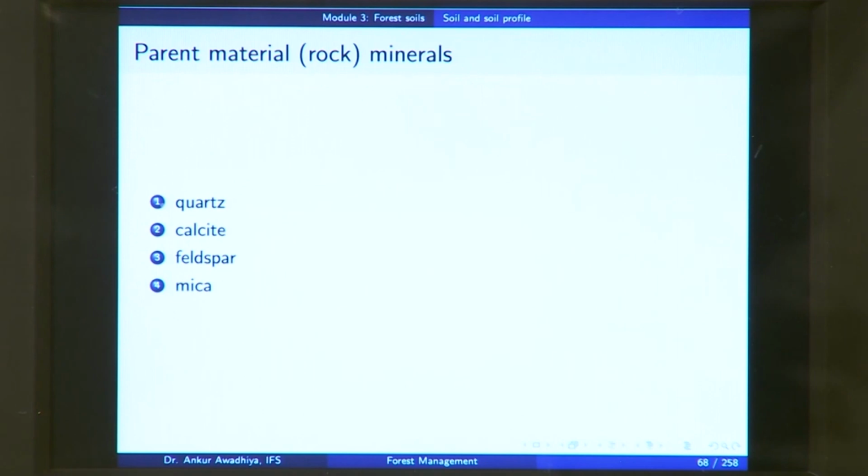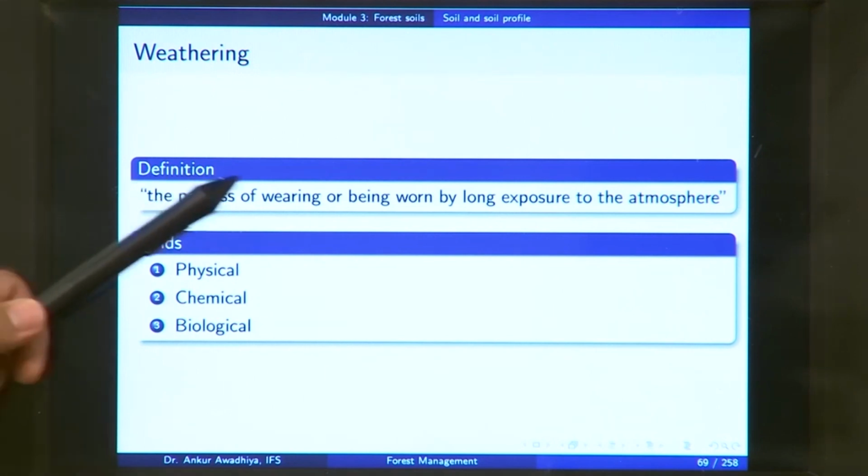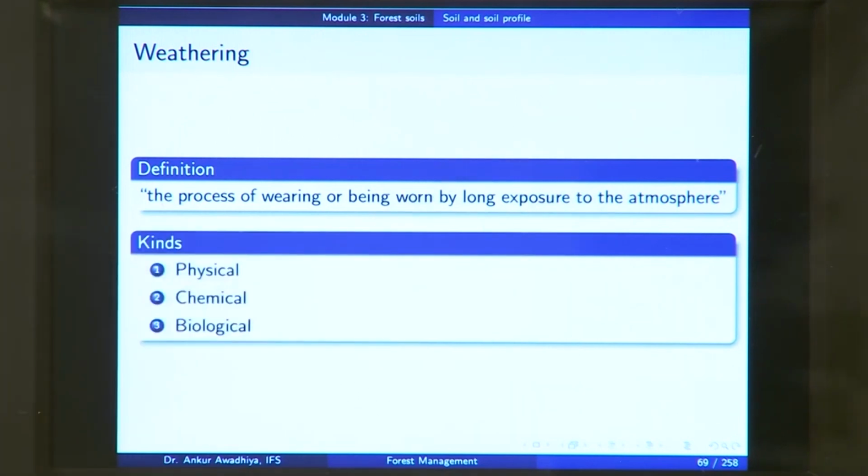And when we look at the parent materials or the rock minerals, there are 4 major parent materials or minerals that form the soil. We have quartz, calcite, feldspar and mica. Now, these minerals that are present in the rocks, they come into the soil through the process of weathering, and weathering is defined as the process of wearing or being worn by long exposure to the atmosphere. So, you have a rock that has all these minerals, and when this rock breaks up, when this rock wears up because of long exposure to the atmosphere, then we have these mineral particles that get released and come into the soil.